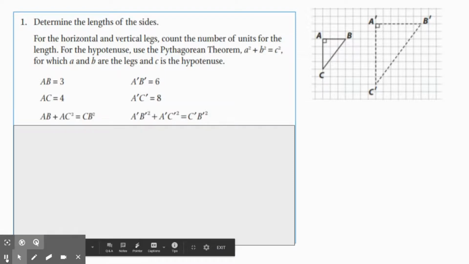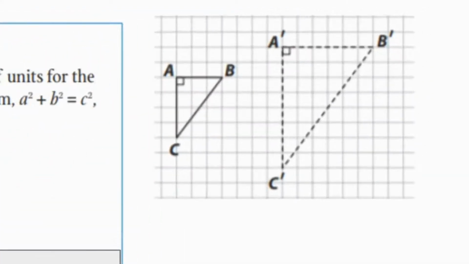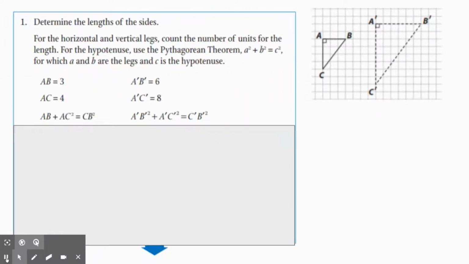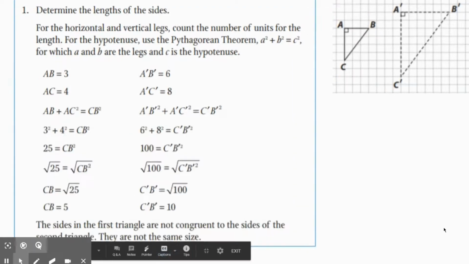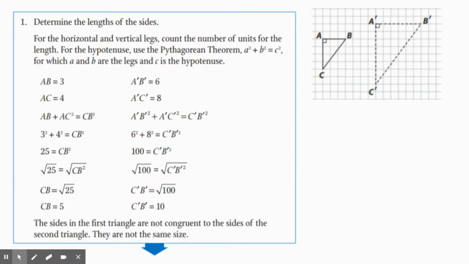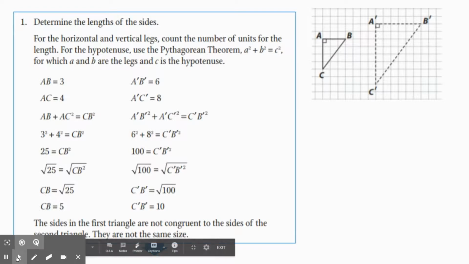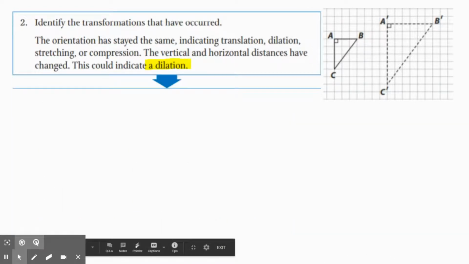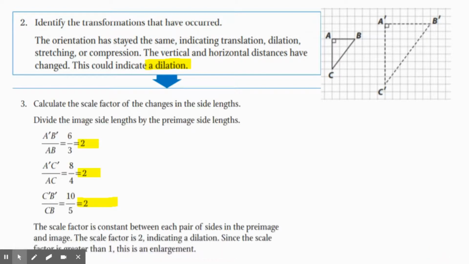Once again, we're going to have to use the Pythagorean theorem. 3 squared plus 4 squared is equal to the hypotenuse squared. Also, 6 squared plus 8 squared is equal to the other hypotenuse squared. So we get CB is equal to 5, and C prime B prime is equal to 10. Now, ask yourself this: do you see a relationship between the pre-image and the image? You probably recognize that it was a factor of 2 that these distances were being multiplied by.